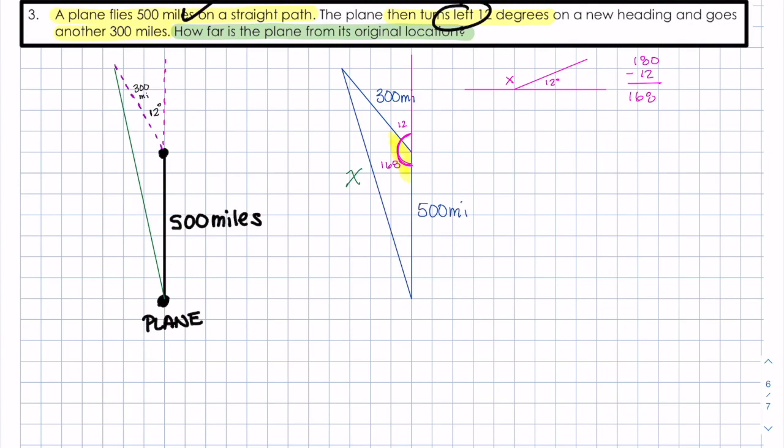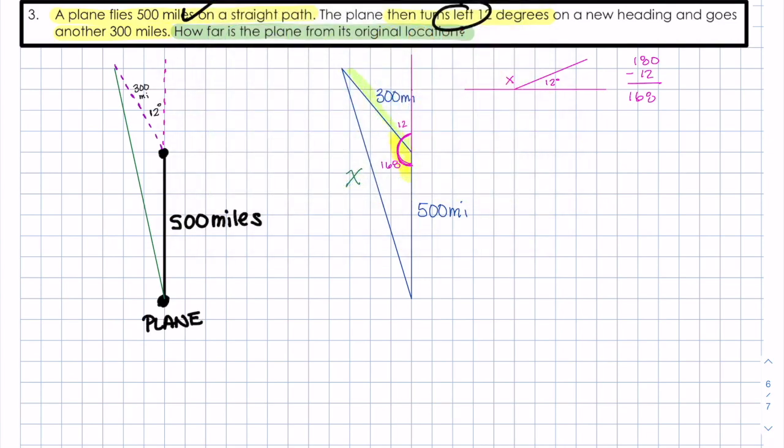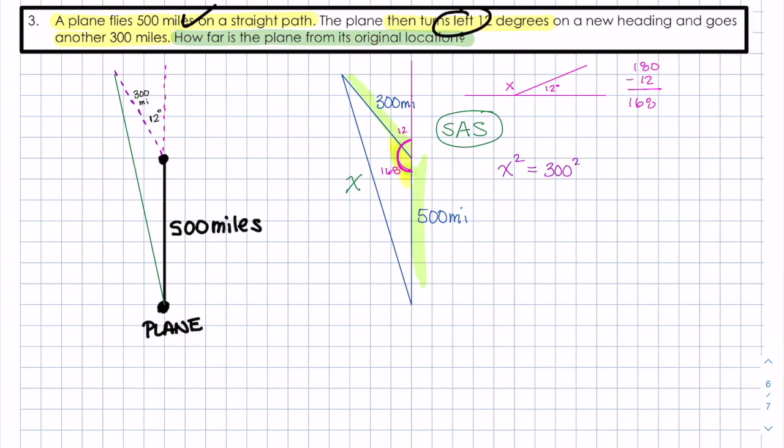So this is also a very classic law of cosines example. We can see because we know 2 of the sides. We know this side and we know this side, and we have the angle stuck in between. So this is what we would call a side angle side. Since we know more sides, that leads us to the cosine law. So let's go ahead and set it up. So x squared is equal to 300 squared plus 500 squared minus 2 times 300 times 500 cosine 168.